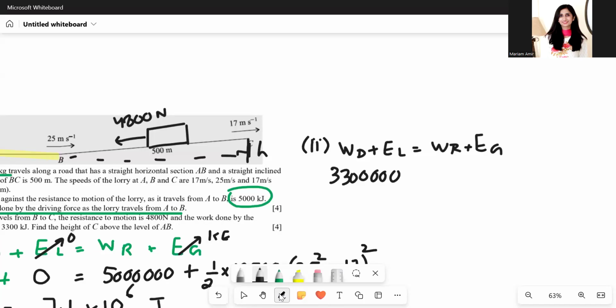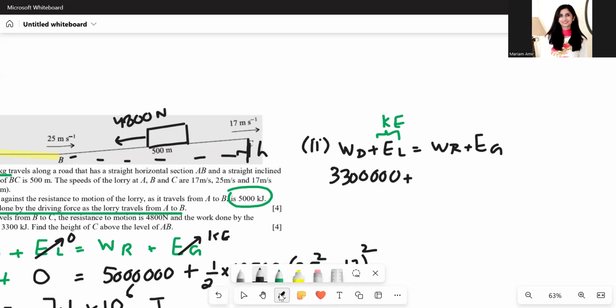Will the potential energy be lost as we go up? Will the kinetic energy be lost as we go up the slope, or neither? Kinetic energy will be lost because at the bottom of the slope, the speed is 25. At the top of the slope, the speed is 17. So there's a loss in kinetic energy because the speed is less. So here we will work with kinetic energy.